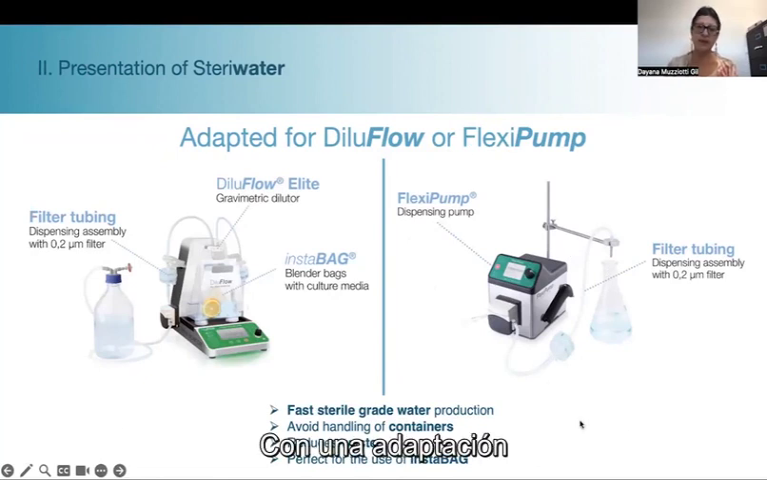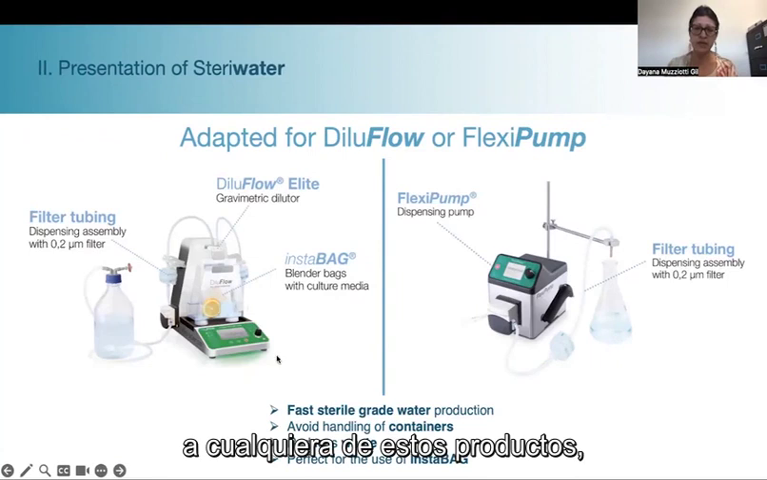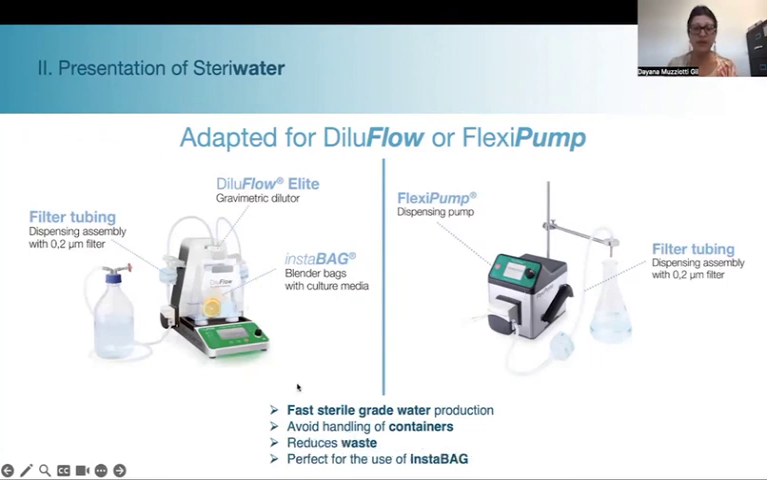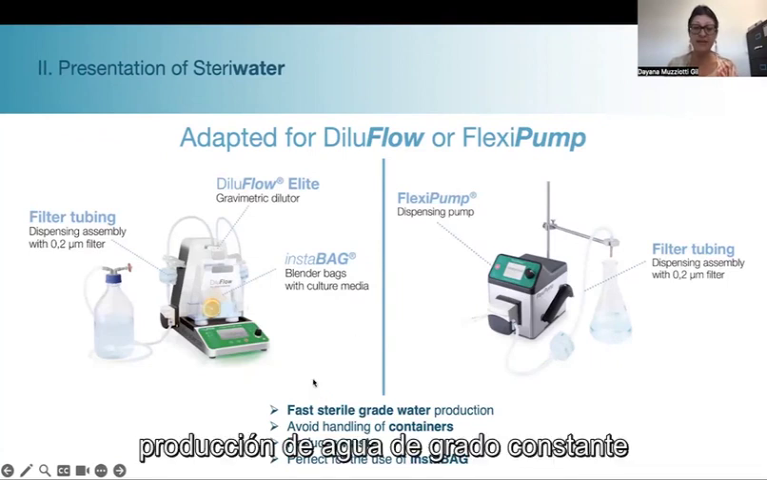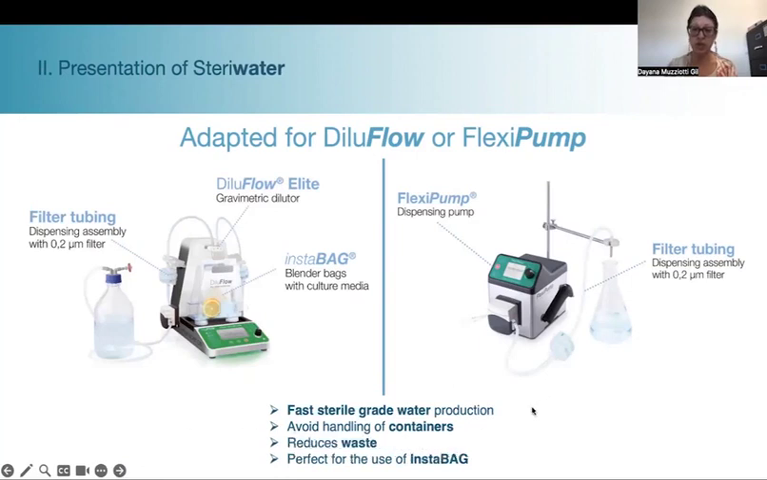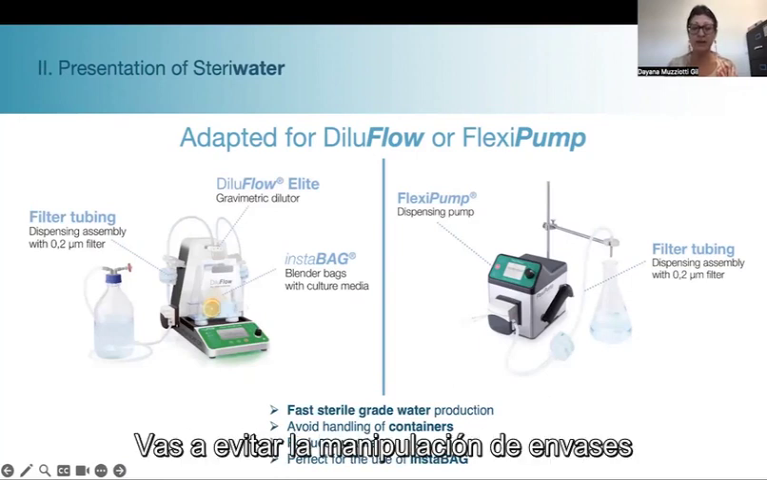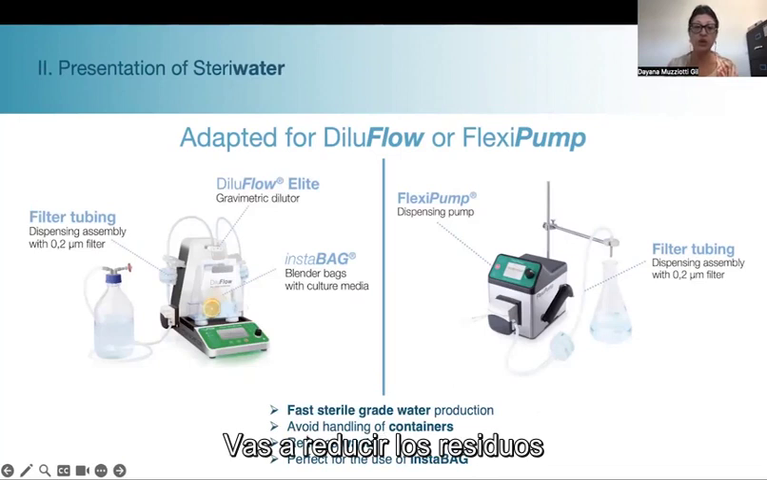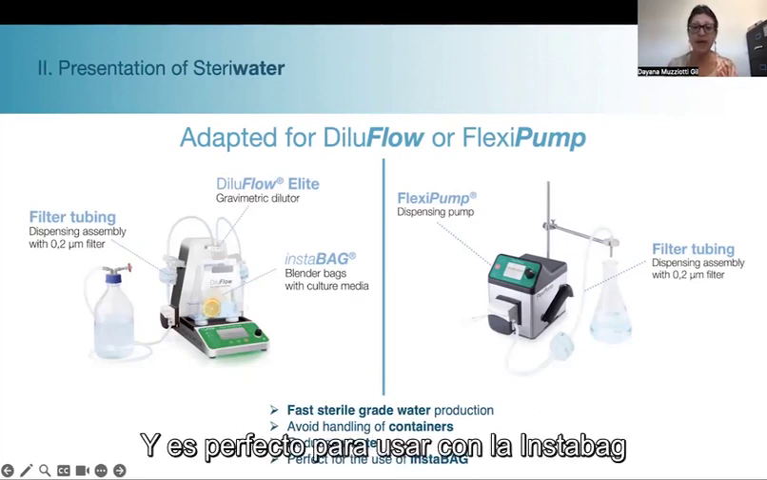With adapting the sterile water to any of these products, then you are going to have fast sterile grade water production. You are going to avoid handling of containers. You are going to reduce waste, and it is perfect to use with the Instabag.